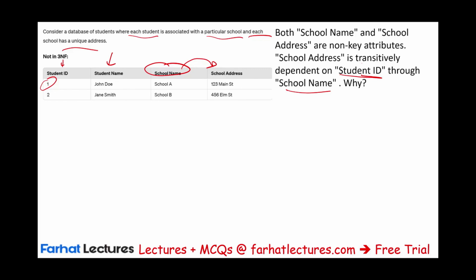So to get to the school address, you have to know what's the school. And to know the school, you have to find the ID of the student. So you find the ID of the students. It tells you the student name. The student name tells you the school name. And based on the school name, you find the school address.